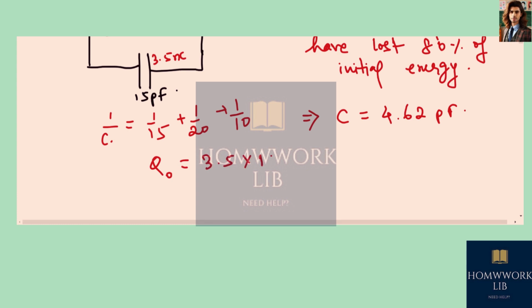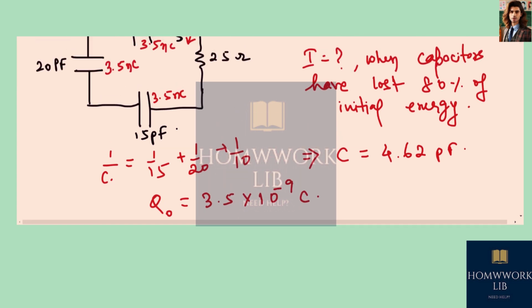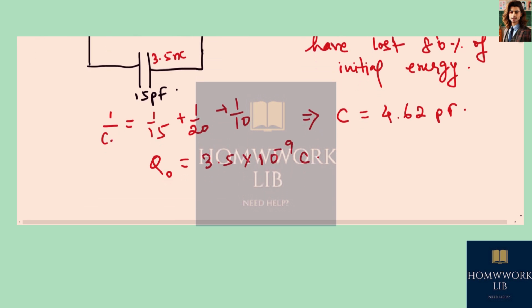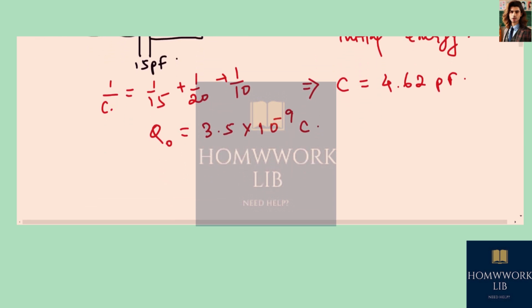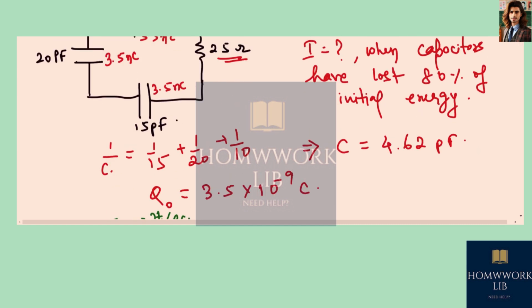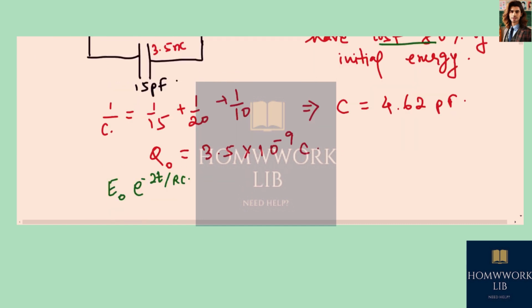For nanocoulomb, we use the factor 10 to the power minus 9 coulomb. And the resistance is also given to us, it's 25 ohm. So we can find the energy of the capacitor, which is given by the expression E naught e to the power minus 2t by RC. We have 80% of energy lost, which means only 20% is remaining.